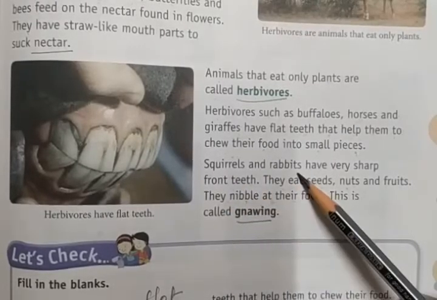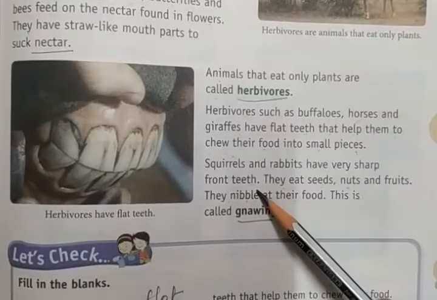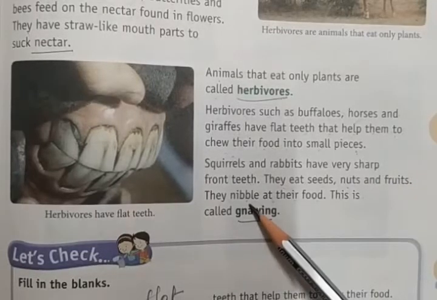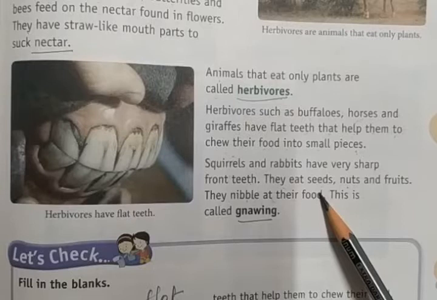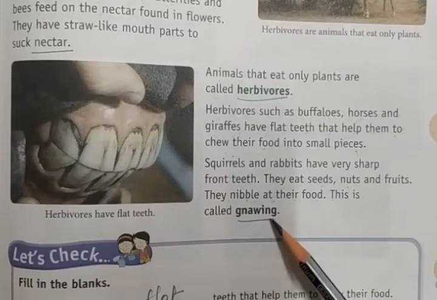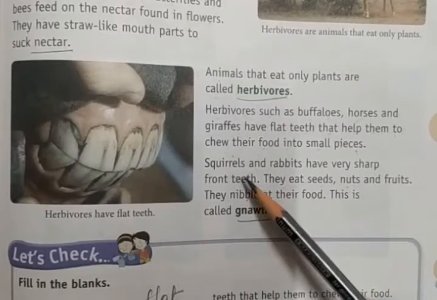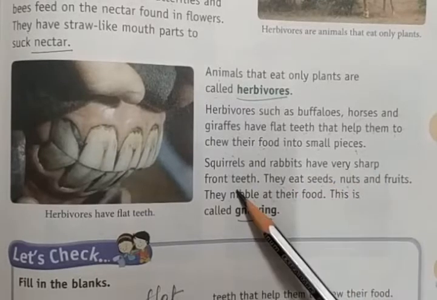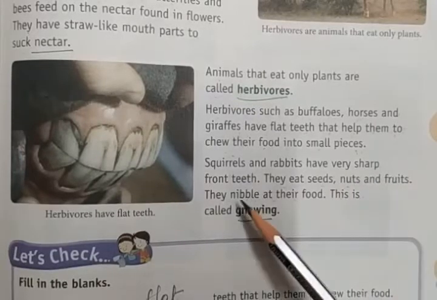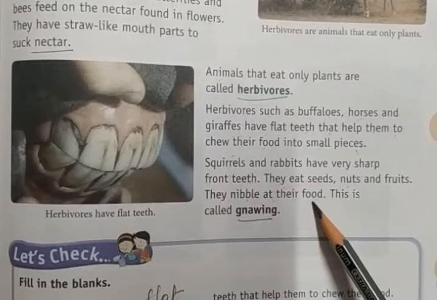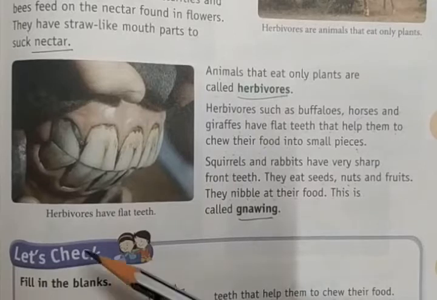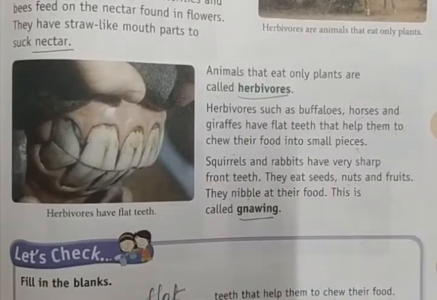Squirrels and rabbits have very sharp teeth. They eat seeds, nuts, fruits, and they nibble at their food. This is called gnawing. Herbivores have flat teeth. You can see the flat teeth of herbivorous animals.